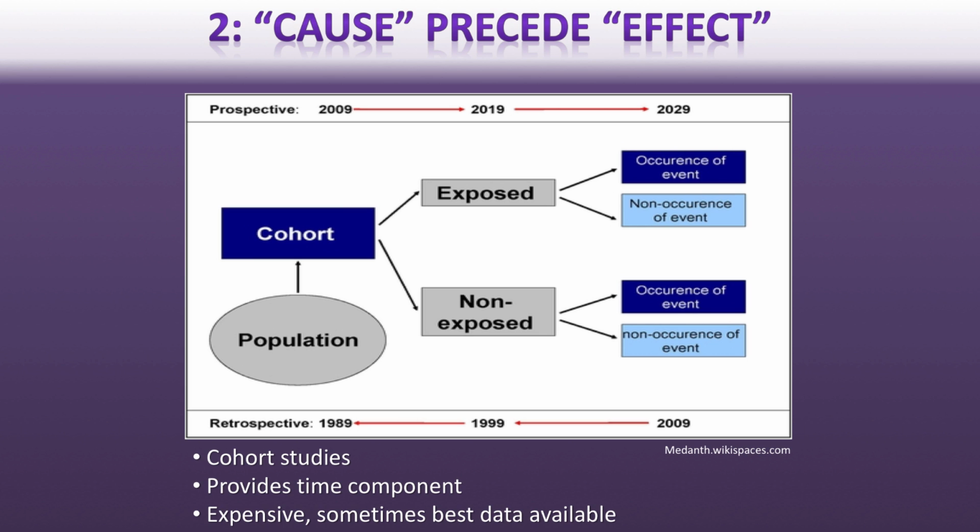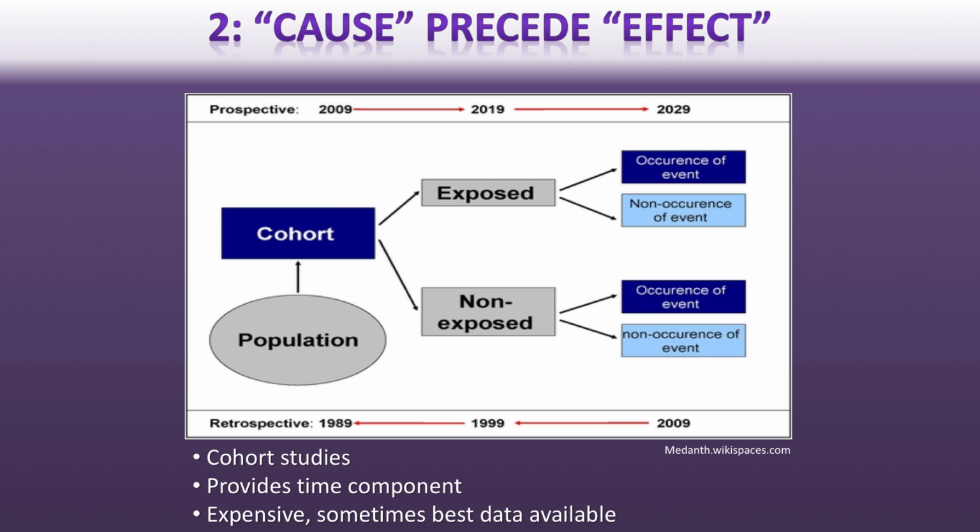So this has a lot of benefits. It provides that time component. One of the real challenges to this, though, is that it's very expensive, and it requires a lot of work to follow people over many years. So gathering high quality data is really quite challenging to do. That being said, when it comes to public health considerations, very often cohort studies are the best data that we can get to actually demonstrate that there's a relationship between a risk factor and a disease.